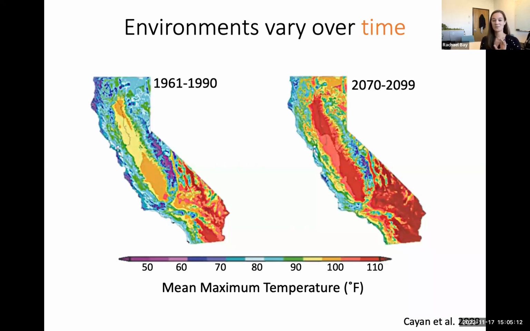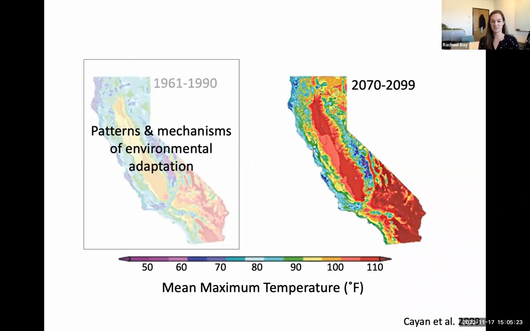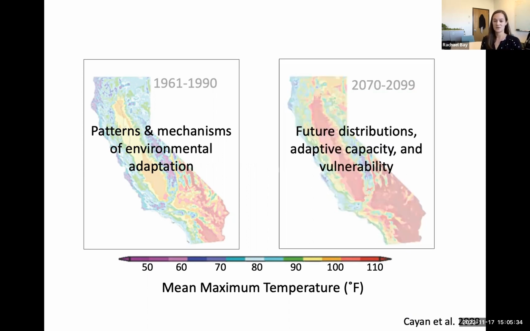So when we think about how we might connect these two, spatial scales and temporal scales, the approach that my lab normally takes, and many people that study climate change take, is to try to learn something from spatial environmental gradients, try to understand underlying patterns and mechanisms of environmental adaptation, and then use that to predict something about the future. So maybe that's future distributions of species, the adaptive capacity under climate change regimes, or vulnerability to climate change. But it's also not quite that simple because the degree of local adaptation can also impact a species level response to climate change.